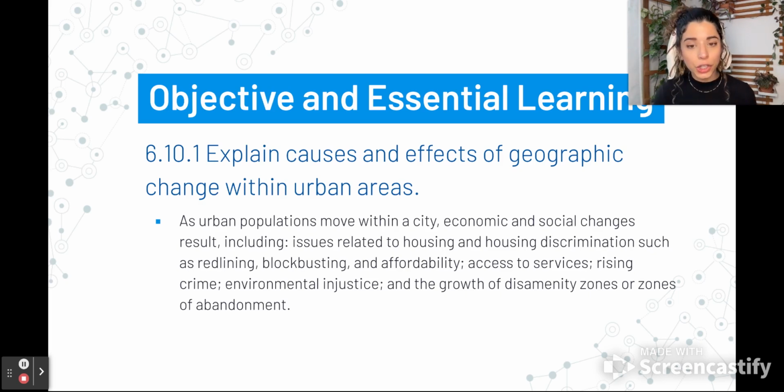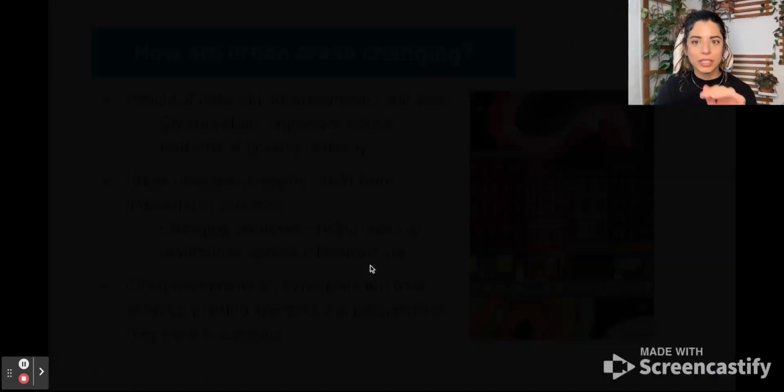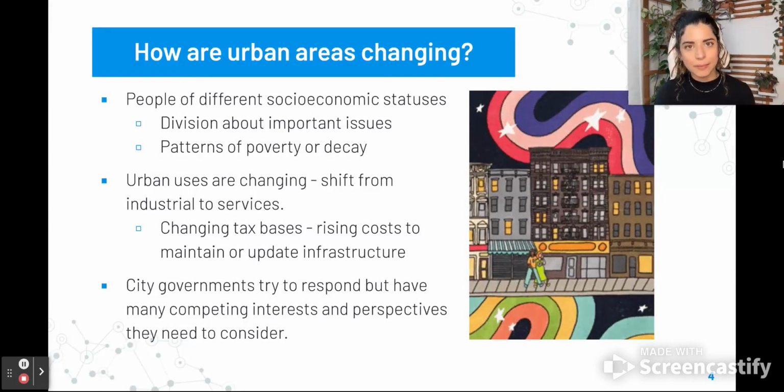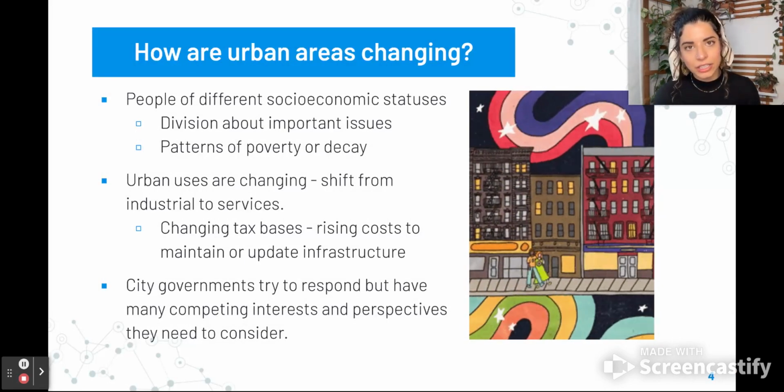So some of these include issues related to the housing and housing discrimination, such as redlining, blockbusting, and affordability, access to services, rising crime, environmental injustice, and the growth of disamenity zones or zones of abandonment. So we're going to go through those and see how this looks. So how are urban areas changing?